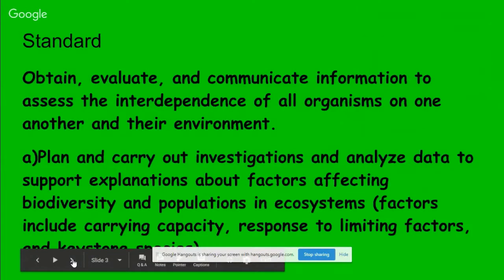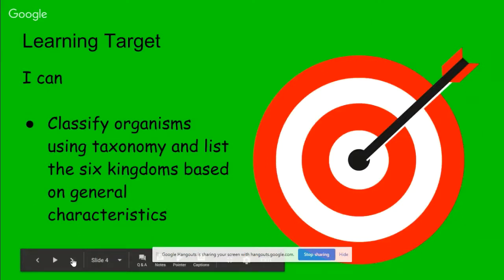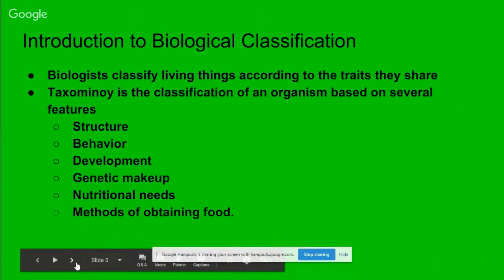So the standard we're going to cover today is to obtain, evaluate, and communicate information to assess the interdependence of all organisms on one another and their environment. So we're just going to talk about pretty much how they're being classified today. So your learning target is to classify organisms using taxonomy and list the 6 kingdoms based on general characteristics.